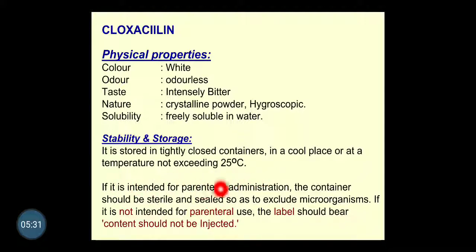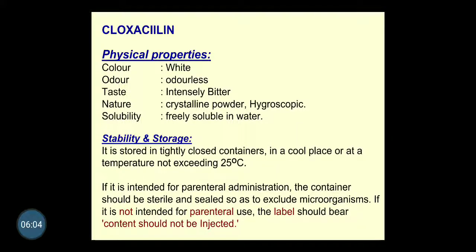Next, if it is intended for parenteral administration, the container should bear the special instruction regarding the sterility criteria, which we obviously follow when we are injecting the formulation or injectables. If we are preparing it, it should be sterile and sealed, and it should exclude the presence of microorganisms. It should be free from microorganisms. If it is not intended for parenteral use, then there should be a label that it is not to be injected.